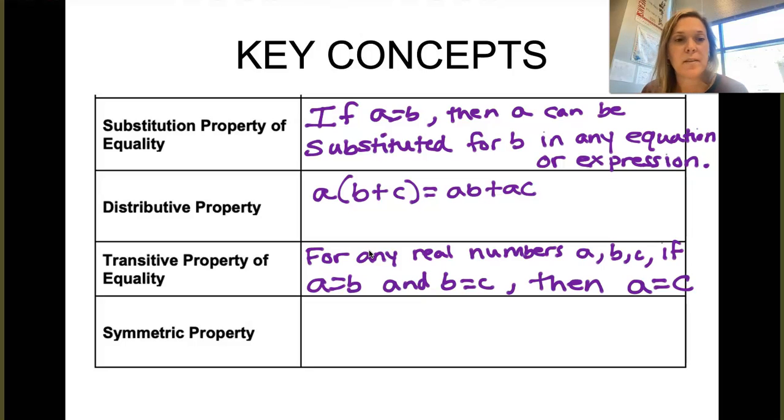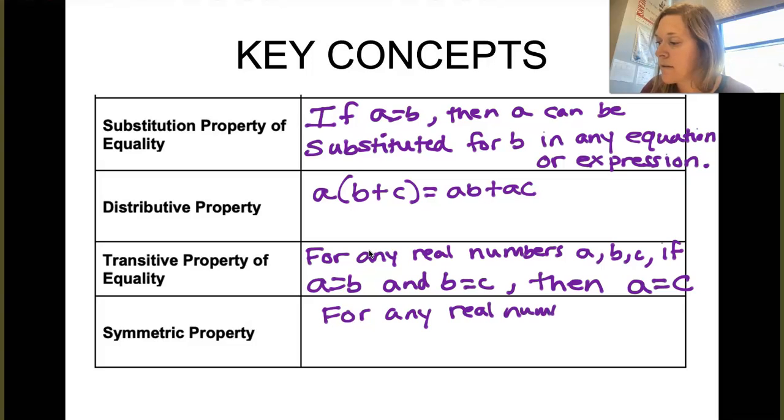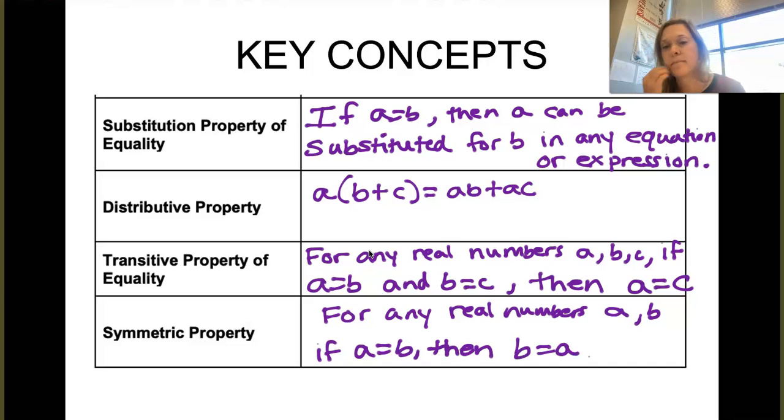Okay, so we got the transitive property, so you can take out that middle link. That's kind of like your law of syllogism. And then our symmetric property says for any real numbers A and B, if A is equal to B, then I can switch the order and make B equal to A.